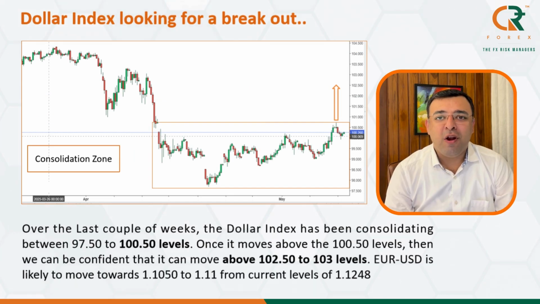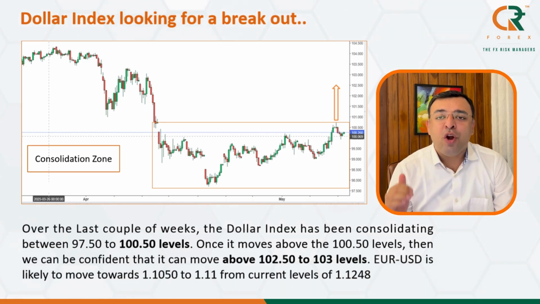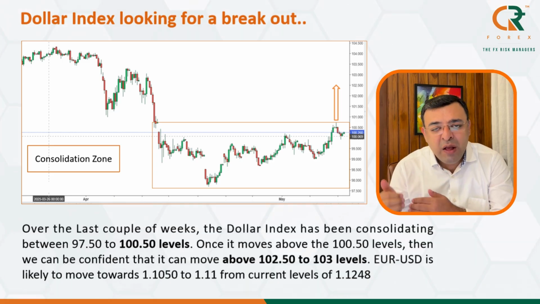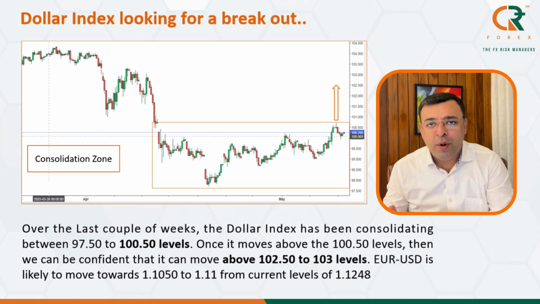Now let us see what the dollar index chart is telling us. The dollar index, which was consolidating between 97.5 to 100 kind of level for the last couple of weeks, is ready to move higher towards 102.50 to 103 kind of level. If that happens, then euro USD, which is currently trading near 1.1250, can move lower towards 1.11 kind of levels, and if that level is broken, then it can again move lower towards 1.10.